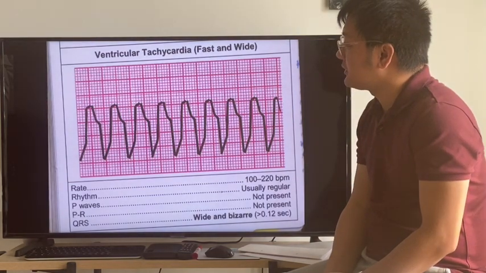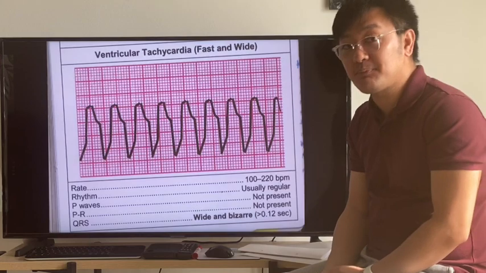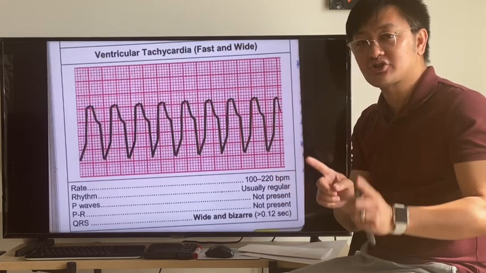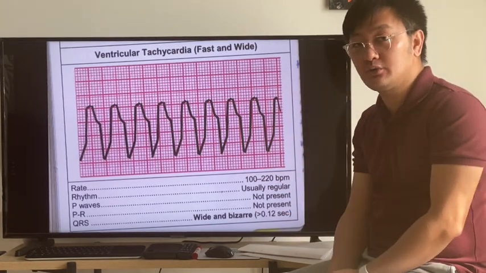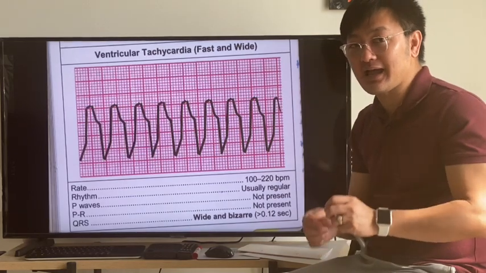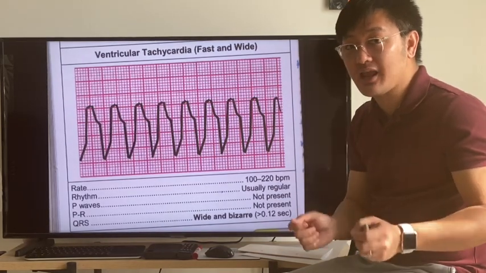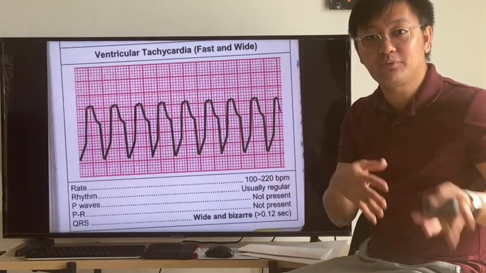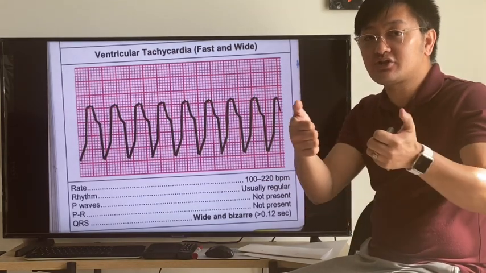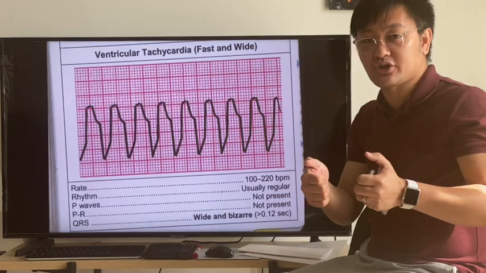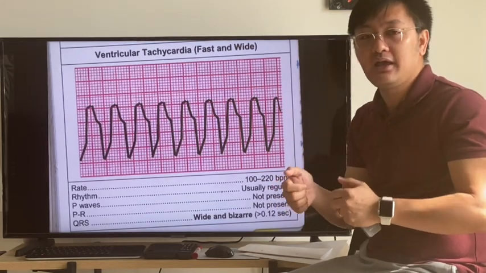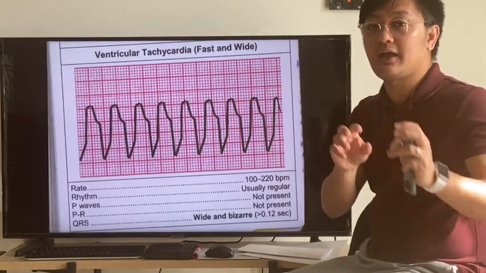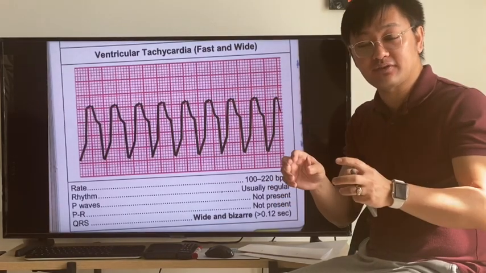Now, can we do cardioversion or defibrillation for VTAC? That depends. If a patient with VTAC has no pulse, pulseless ventricular tachycardia, we do defibrillation. But if VTAC has a pulse, a more stable VTAC, we do cardioversion. So what is the difference between cardioversion and defibrillation? In cardioversion, we deliver shock synchronized to the QRS complex, specifically the R wave. And in cardioversion, we use smaller energy: 50, then 100, then 150 to 200.